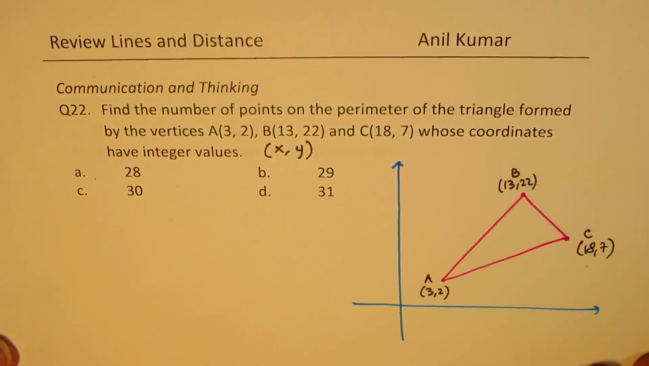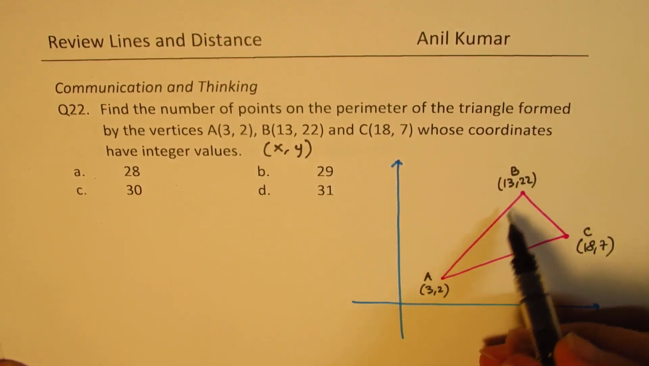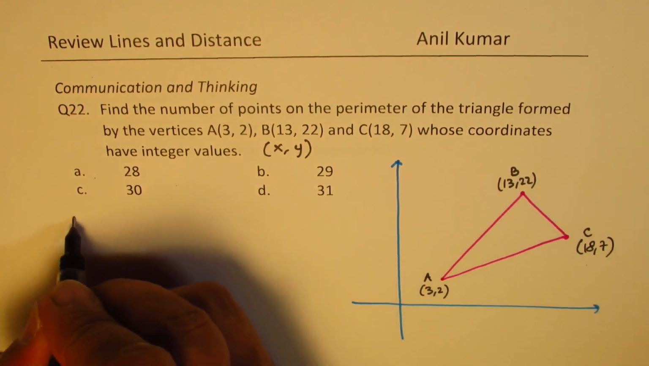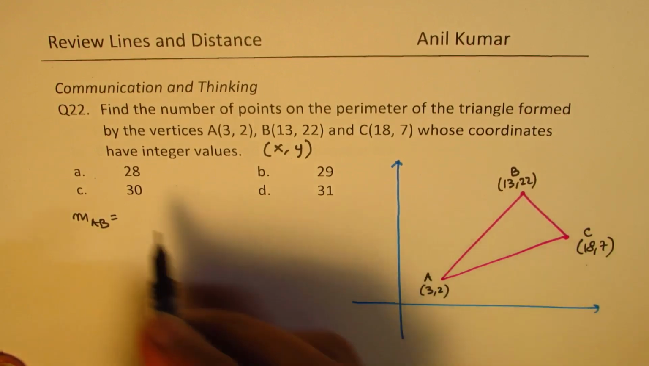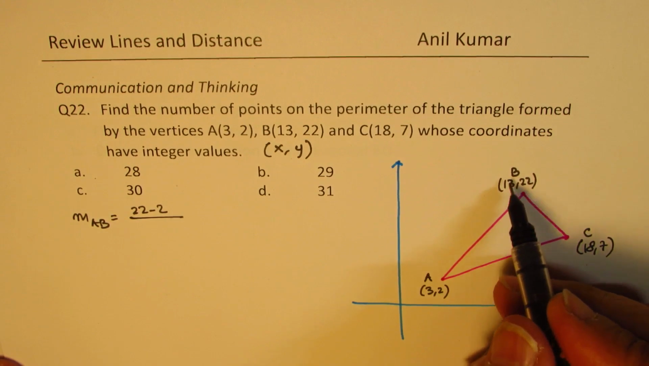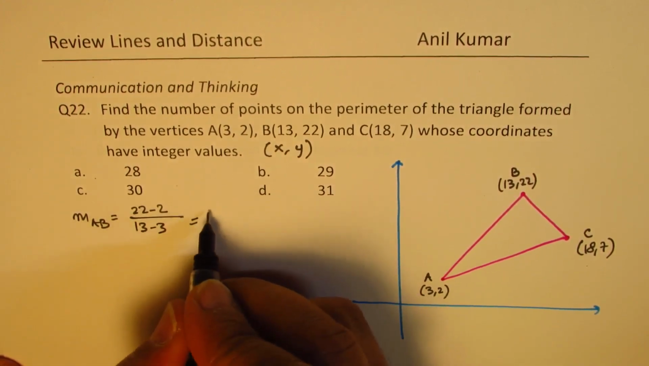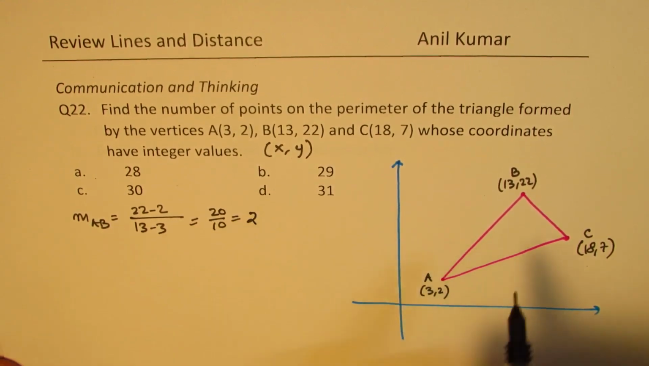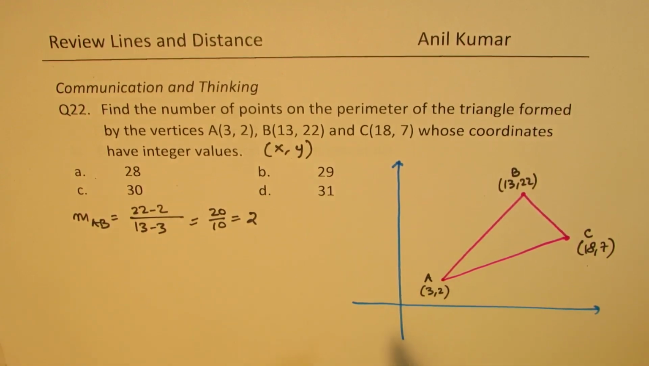Now as you can see here, points are A, B. So let's see the equation of AB, or so as far as slope of AB is concerned, it is 22 minus 2 divided by a change in x value, 13 minus 3, right? Which is 20 over 10 or 2. So it is increasing by 2 as we move to the right.